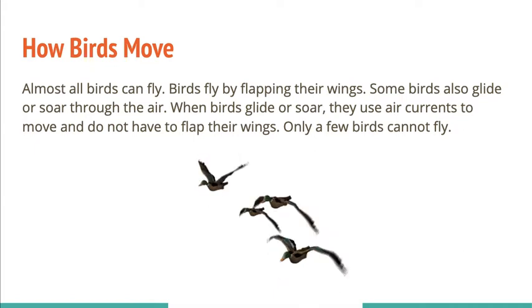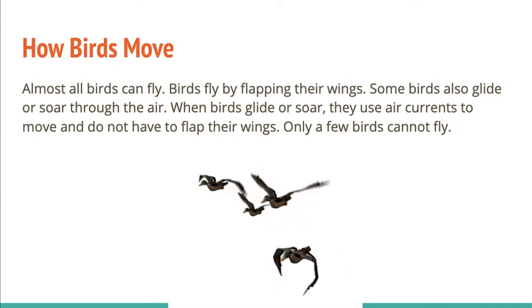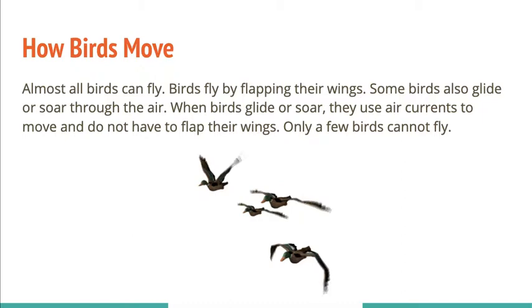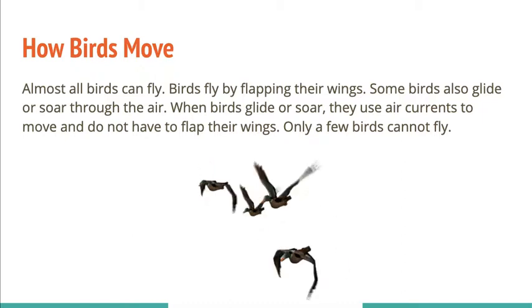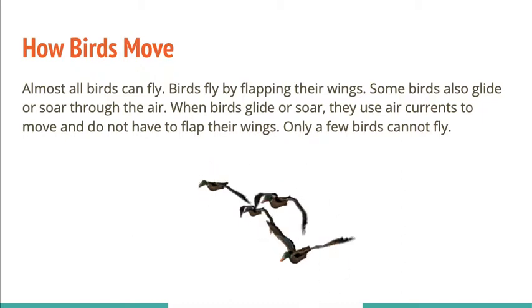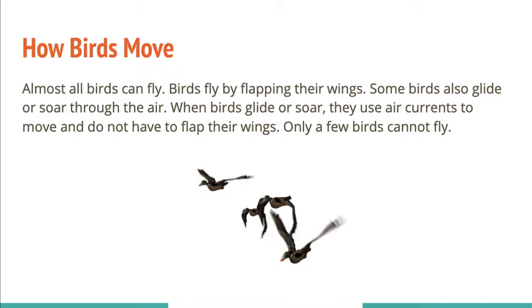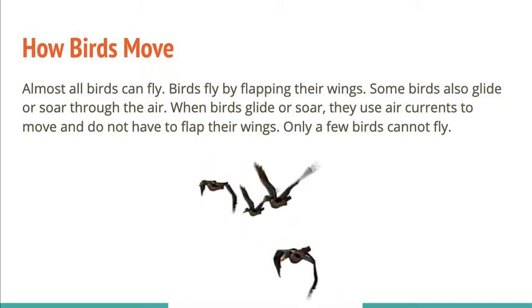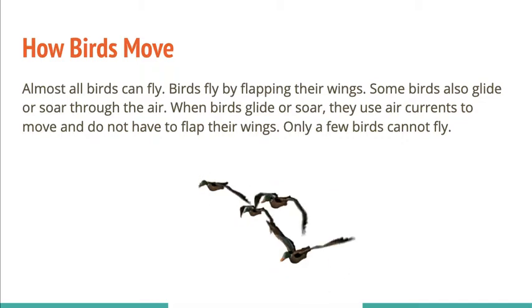Some birds also glide or soar through the air. So they flap their wings maybe a couple times and then they just hold them out and they glide, kind of like a paper airplane. When birds glide or soar, they use air currents to move and do not have to flap their wings. But there are a few birds that cannot fly.